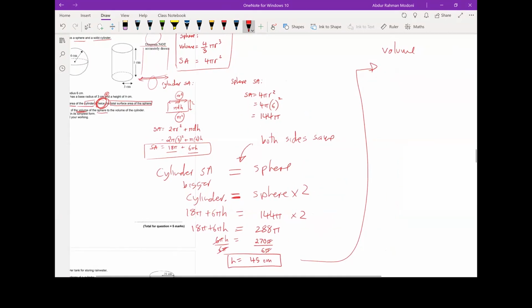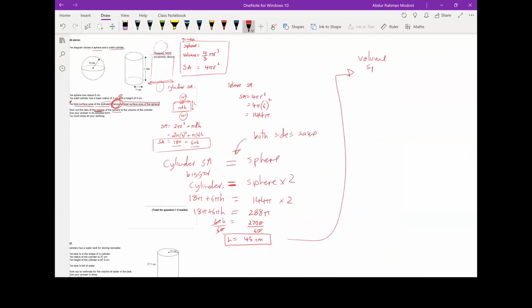They mentioned sphere first, so I'm going to do volume of sphere, which is equal to 4 over 3 pi times r, which was 6 cubed. Okay, so if we do that, you can use your calculator for this. 6 cubed times 4 over 3, and so that gives me 288 pi. And then I'm going to work out the volume of my cylinder.